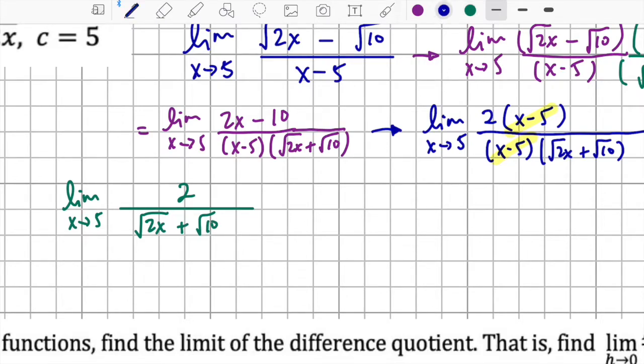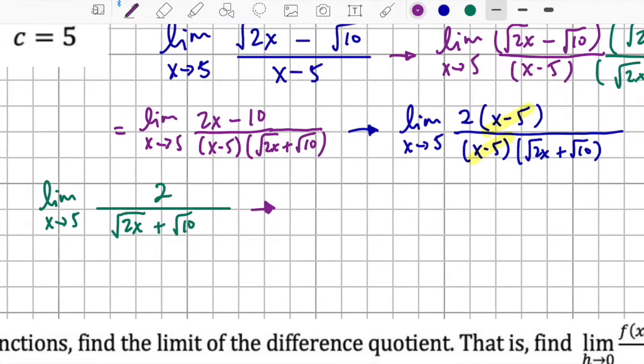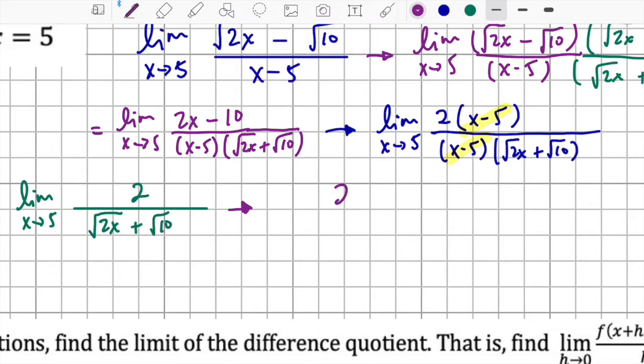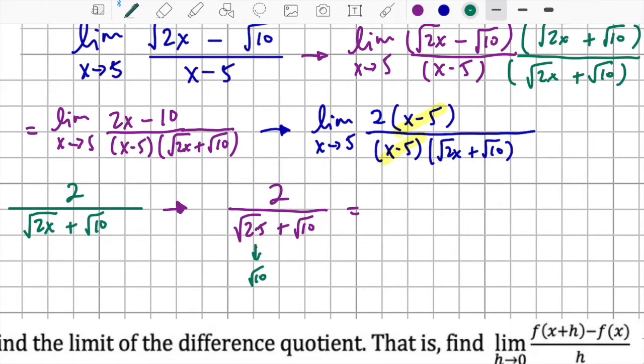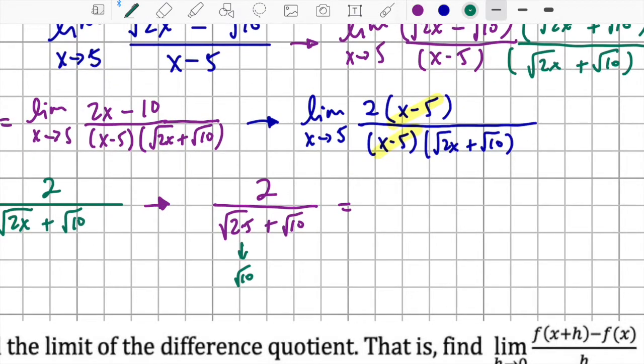So now what we do is plug in the 5 wherever you see an x. Wherever you see an x, you plug it in. So let's plug it in. And when we plug it in, remember, you don't need the limit sign anymore. So it'll be 2 over square root of 2 times 5 plus square root of 10. Well, this right here, that's just the square root of 10. And if I have a square root of 10 plus another square root of 10, that gives me 2 square roots of 10. So 2 over 2 square root of 10.